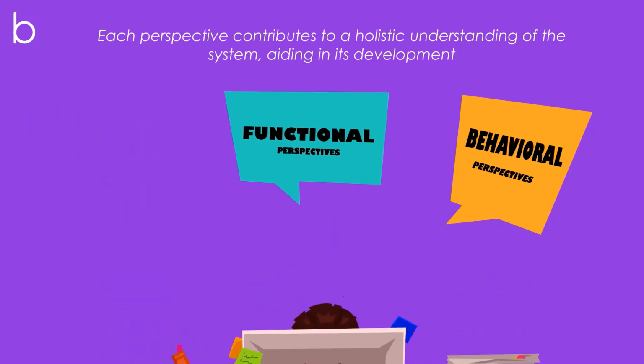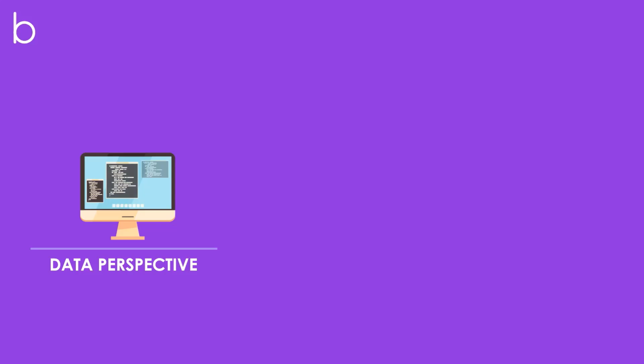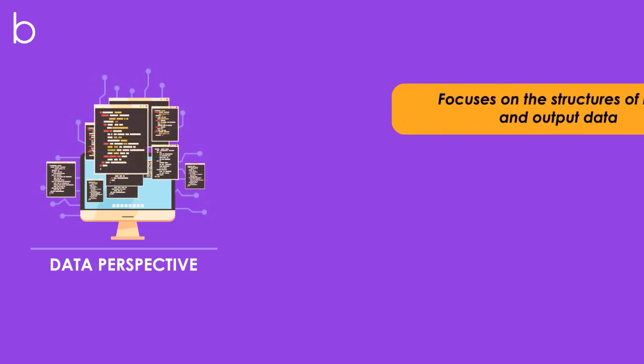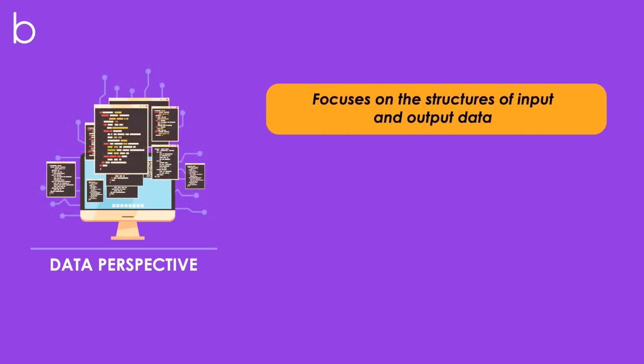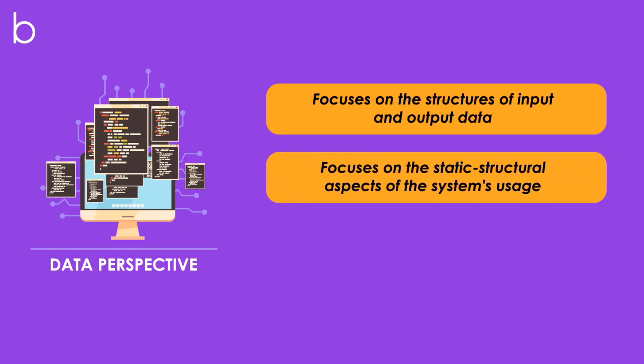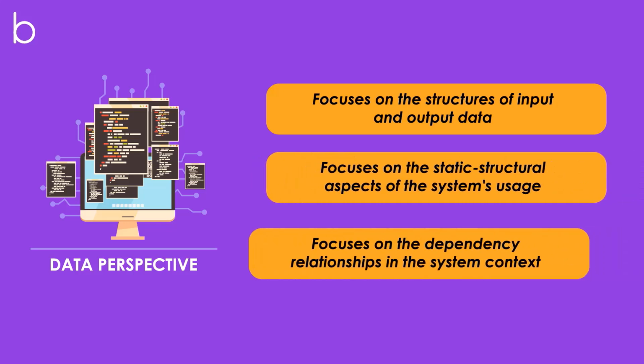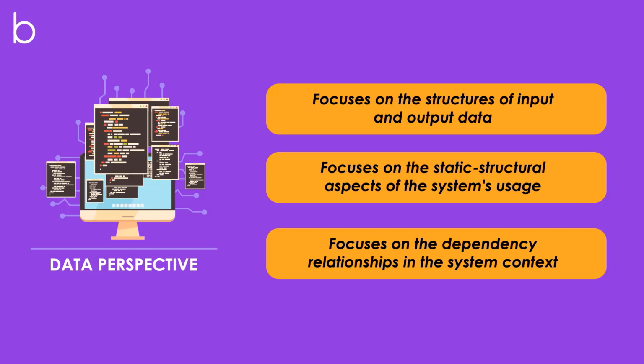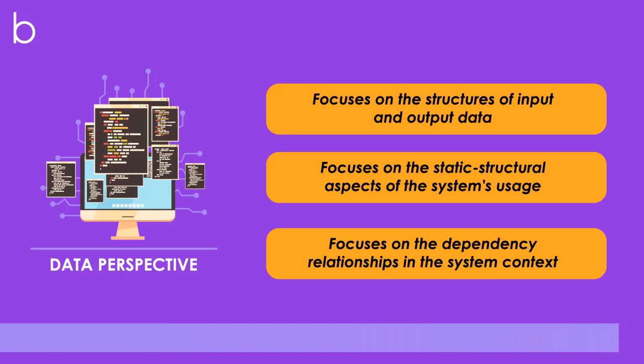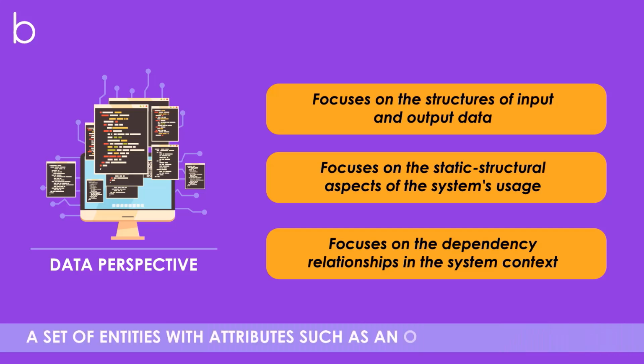its development. From a data perspective, the documentation focuses on the structures of input and output data, as well as the static structural aspects of the system's usage and dependency relationships in the system context. This perspective lays the foundation for the system's functionality. For example, a set of entities with attributes such as an order and order item. Each entity contains several attributes: name, description, quantity, and created date.